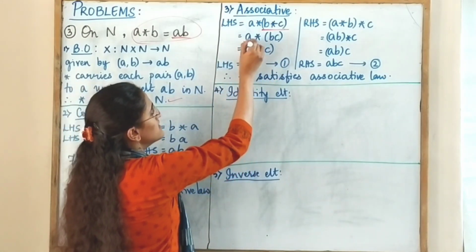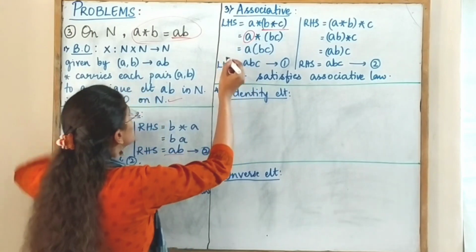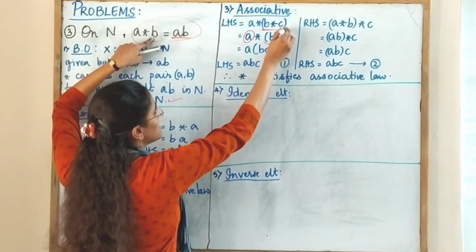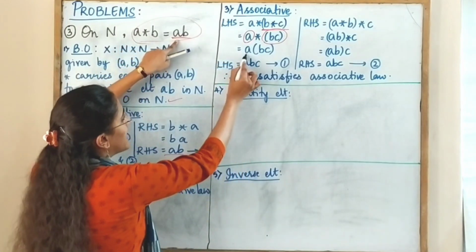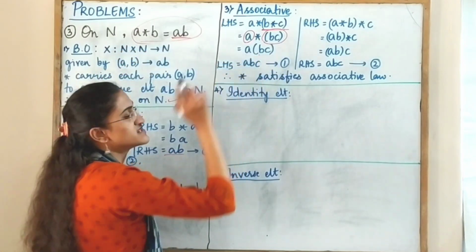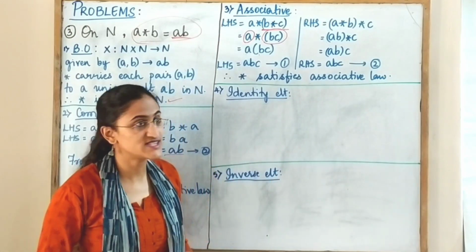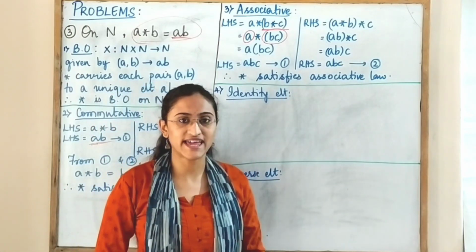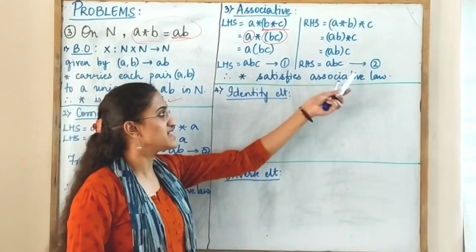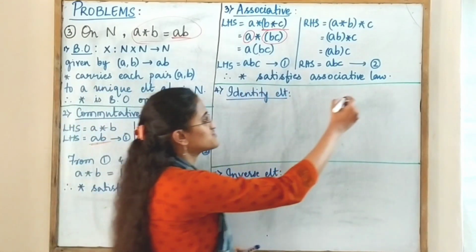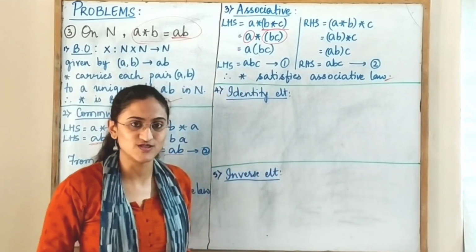Again, applying the operation, in the place of A now you have A, and in the place of B you have BC, and therefore A star BC gives us ABC. In the same way, we can also check that the RHS also gets back ABC, and hence from these two equations 1 and 2 you can conclude that star satisfies the associative law also.